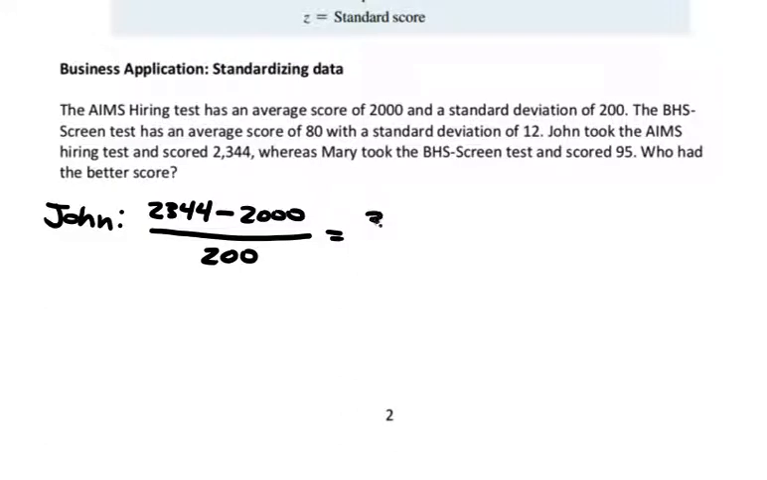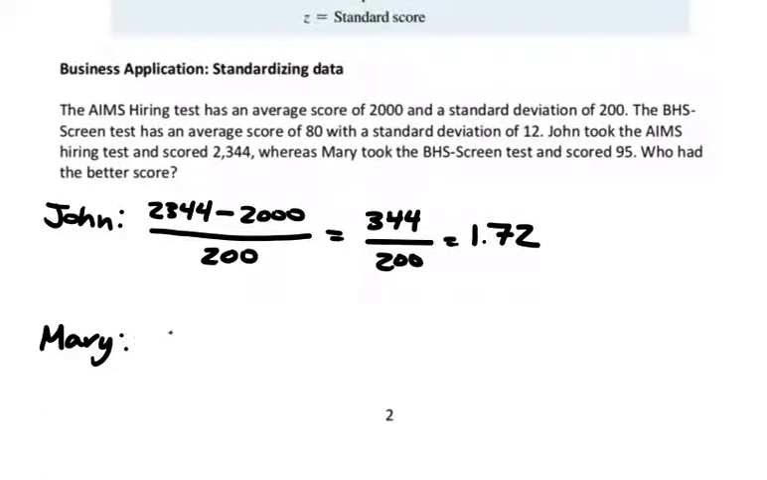That gives us 344 divided by 200, and if I do that on a calculator, I get 1.72. So John's score was 1.72 standard deviations above the mean. Negative z-scores would be below the mean, positive z-scores would be above the mean.